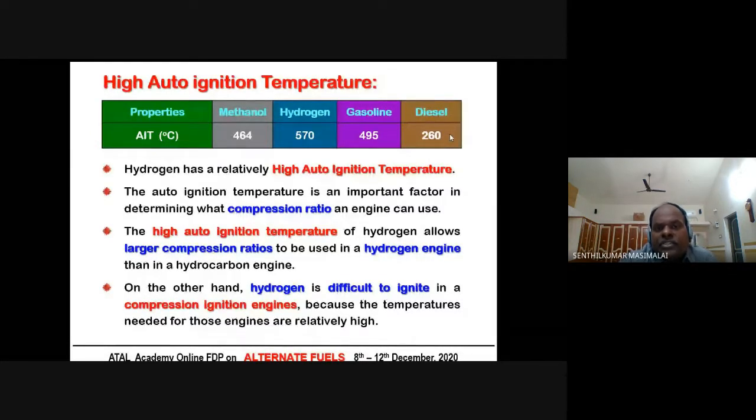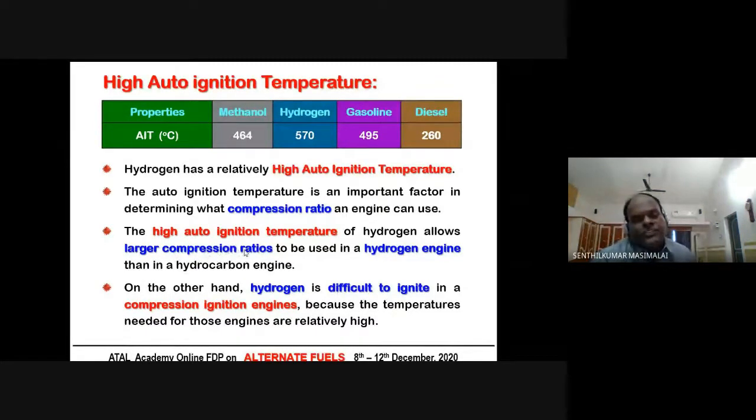So hydrogen is not preferred in a diesel engine, but we can use it. There are methods to use hydrogen in a diesel engine also, but the general thing is that hydrogen is preferred in spark ignition engines only. And if you use hydrogen in a spark ignition engine, the other advantage of this auto ignition temperature is that we can increase the compression ratio of a spark ignition engine.